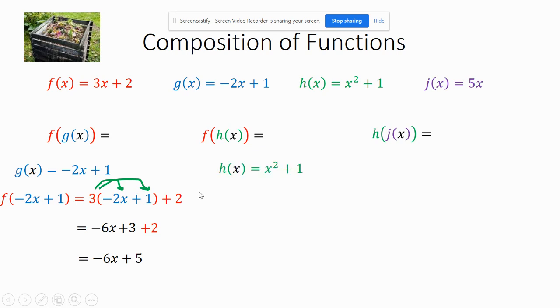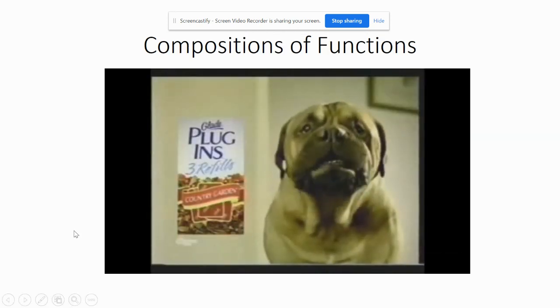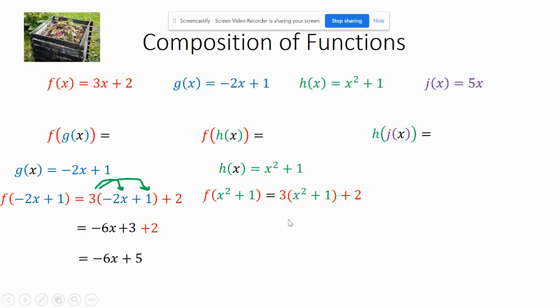Once again, this time I'll put the h function inside the f function. So I wrote the f function where the x is, just made a large set of parentheses and put the other function in it, which is x squared plus 1. I'm going to take 3 times the x squared as I plug it in, and 3 times 1. So 3 times x squared is 3x squared, 3 times 1 is 3, and then I have the plus 2. Then I combine my like terms, which would just be the 3 and 2. So it's 3x squared plus 5.